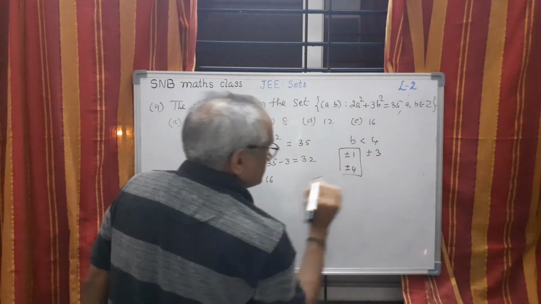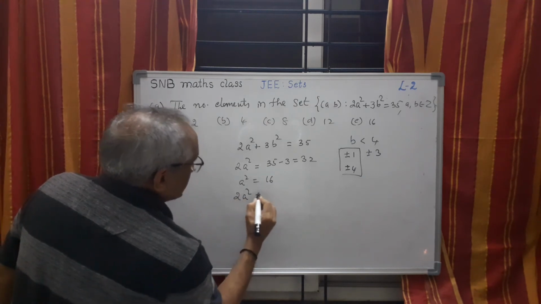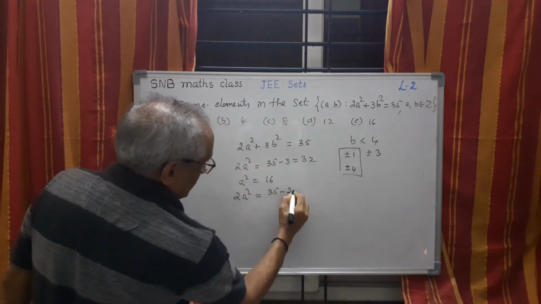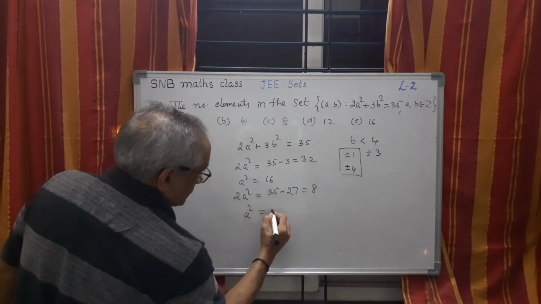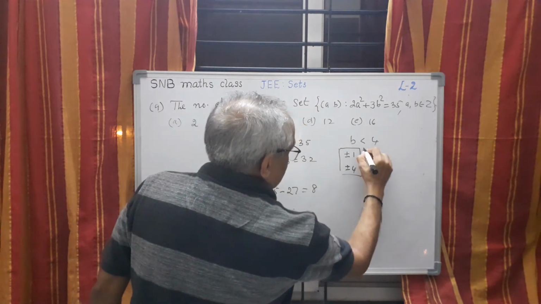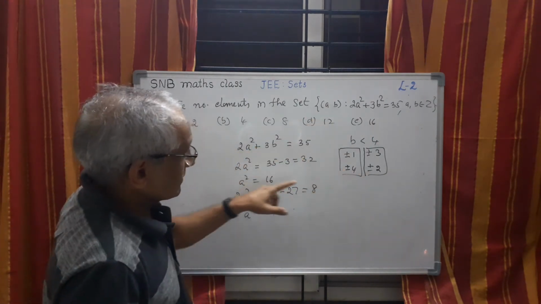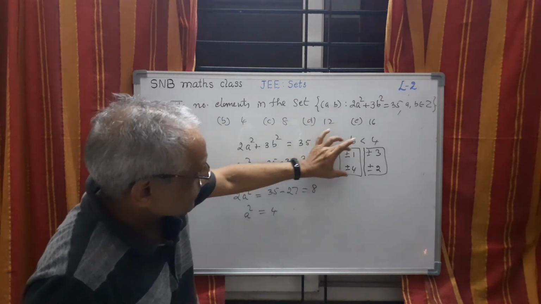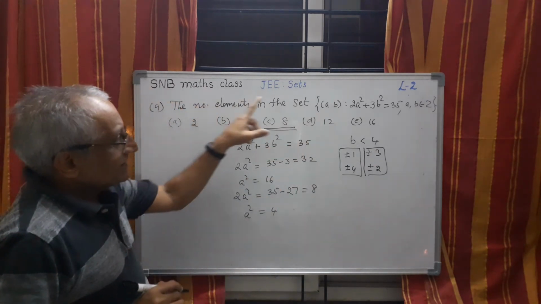Definitely this is one set. Now, similarly, you take the second one: 2a square will be equal to 35 minus, if you take 3, 3 into 3 into 3 is 27. So this is 8. So a square will be equal to 4. So a will be equal to plus or minus 2. This is the second set. Therefore, how many ordered pairs can you have satisfying this one? So, plus 1, plus 4, one set. Plus 1, minus 4, second. Like that, here 4, here 4, 8. So definitely the total number of elements in this set is 8.